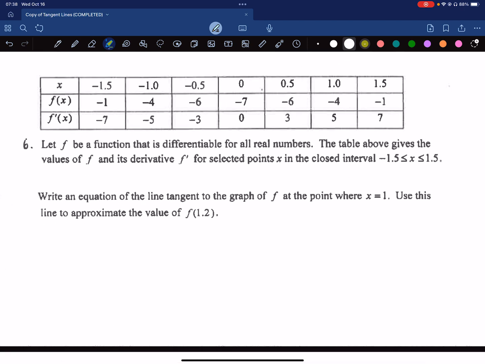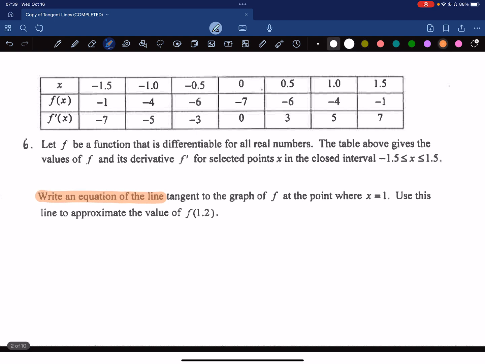Let f be a function that is differentiable for all real numbers. The table above gives the values of f and its derivative, f prime, for selected points x in the closed interval negative 1.5 to 1.5. Write an equation of the line tangent to the graph of f at the point where x equals 1. Use this line to approximate the value of f of 1.2. So that was a whole lot of information, step by step.